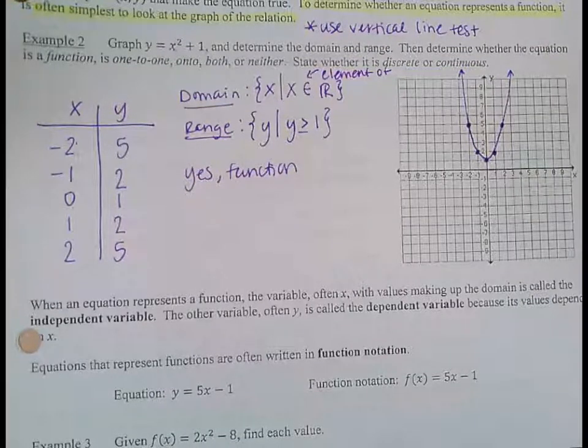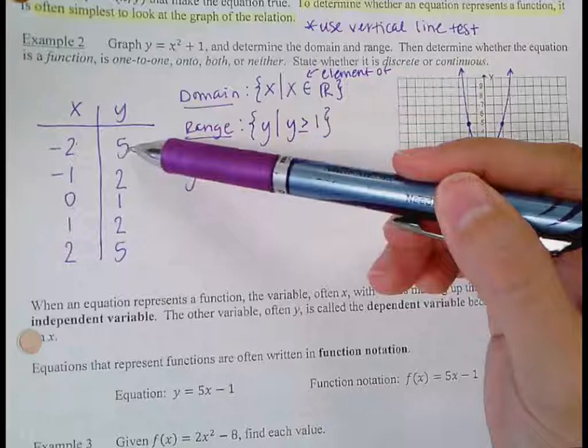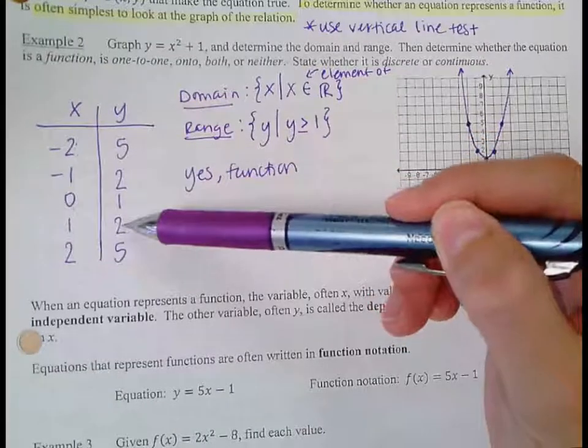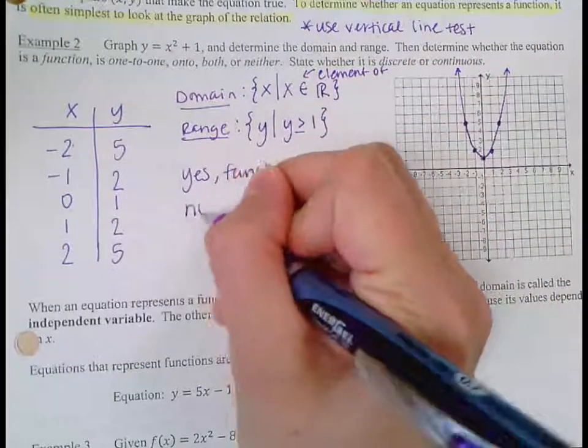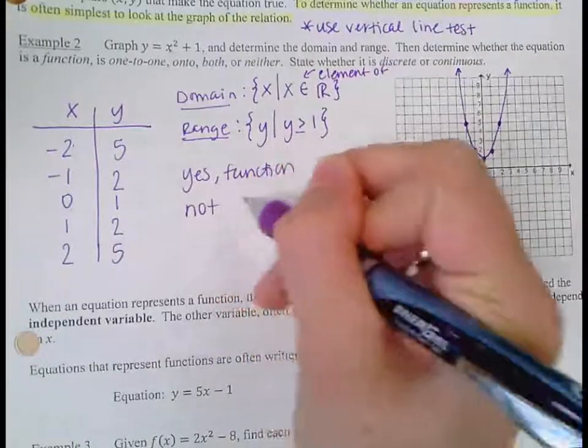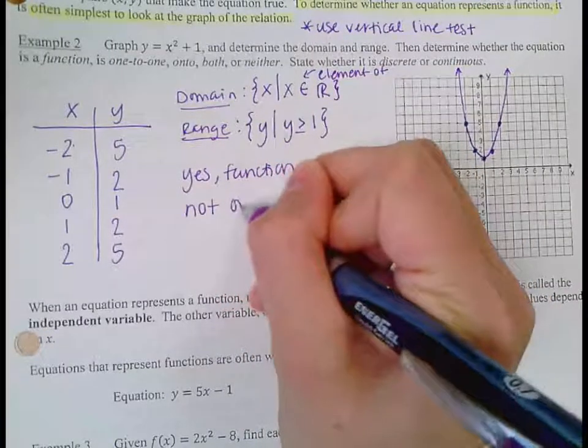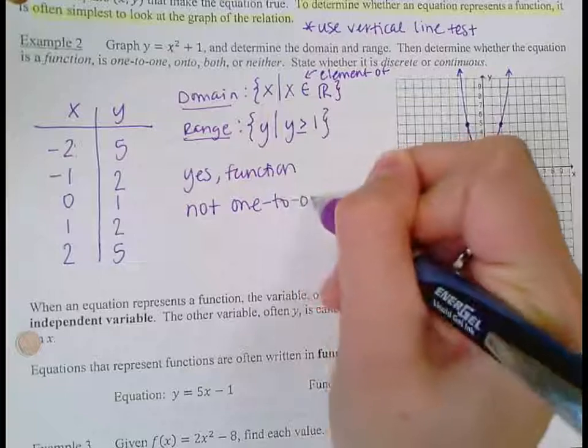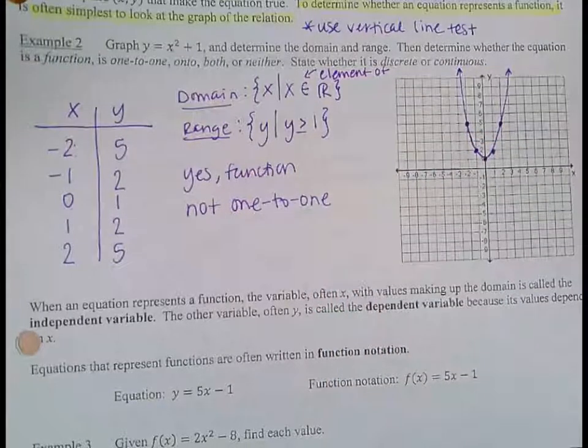I heard some no's. One-to-one means no repeated x or no repeated y values. You can even look at your table and see the y values are repeating. So no, it is not onto. So I'm just going to put not one-to-one. I'm sorry, I'm getting these mixed up. I don't mean to be mixing you up. It's not one-to-one.